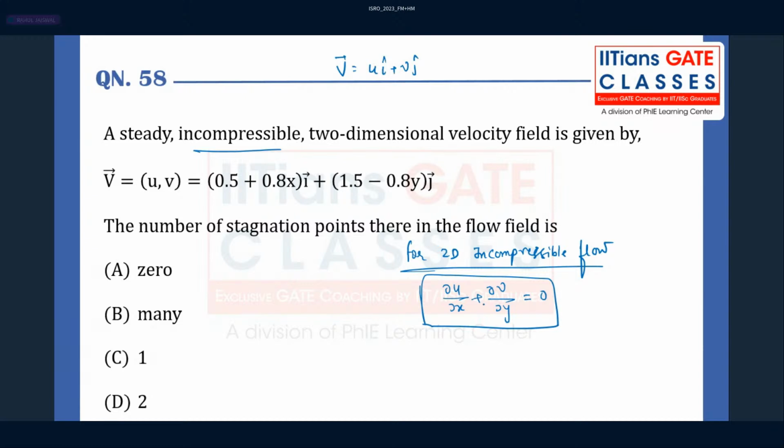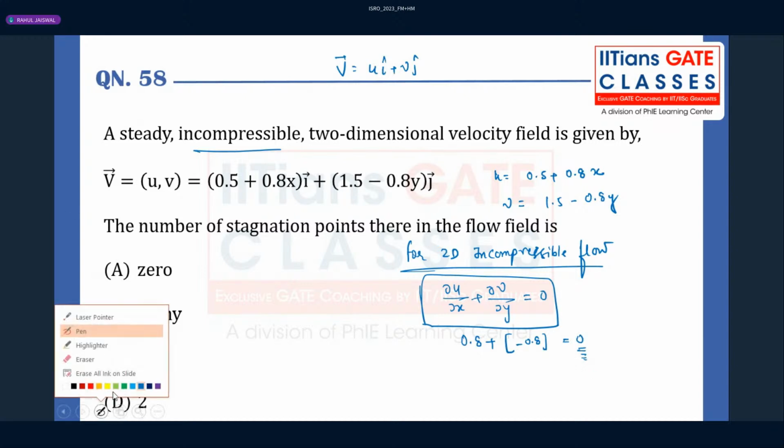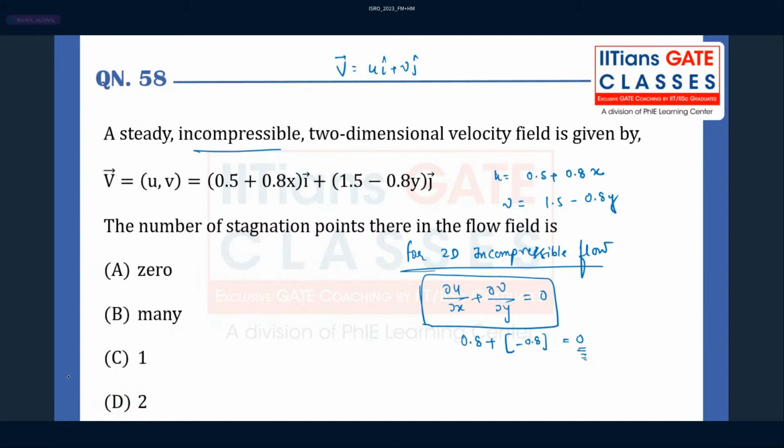That's it. What is the u component? The u component is 0.5 + 0.8x, and the v component is 1.5 - 0.8y. ∂u/∂x will be 0.8 plus ∂v/∂y, which will be -0.8. That will give me 0. That is 0, which means it is satisfying the 2D incompressible flow field. No doubt about it.